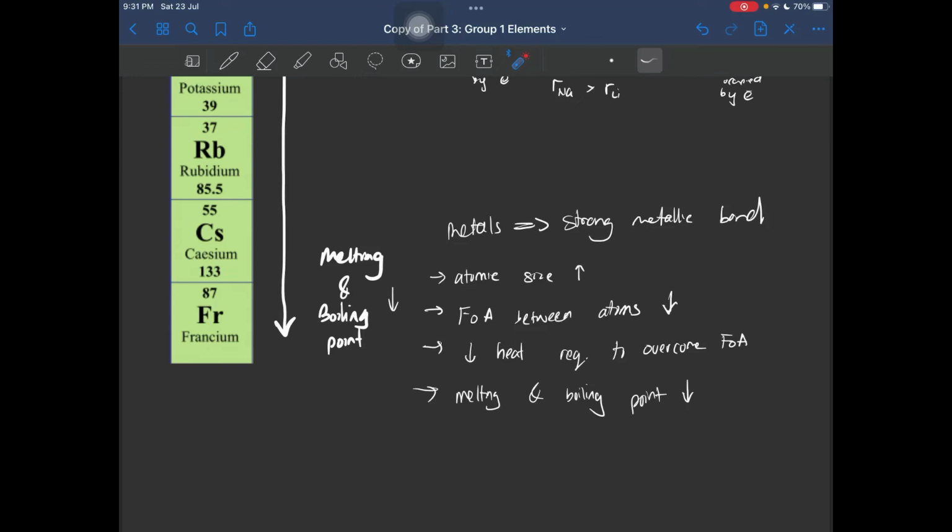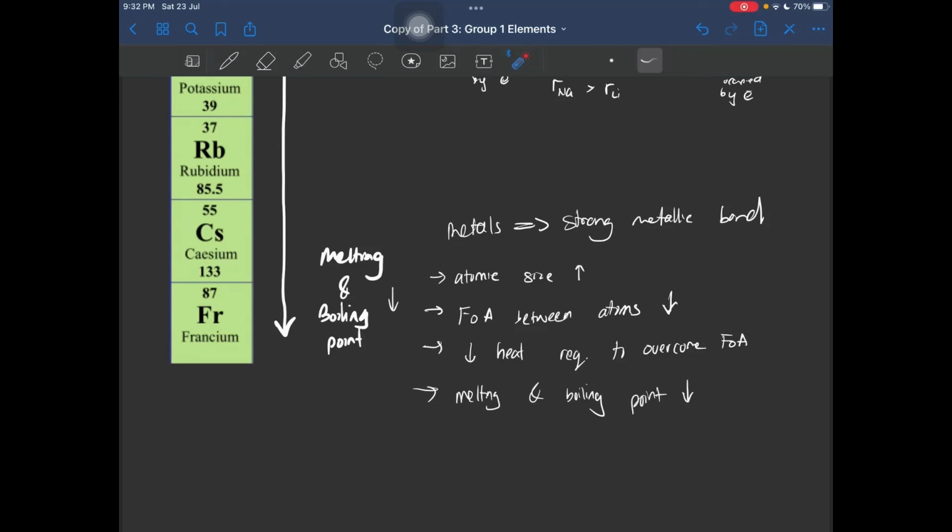And we know that melting and boiling point will actually decrease going down the group because group 1 elements are metals, right? They are called alkali metals. They are metals, and metals are held together by strong metallic bonds. However, when the atomic size increases, the force of attraction, which is the metallic bond between the atoms, will actually decrease. It is basically inverse. If it's strong, as the atomic size increases, the force of attraction will decrease.